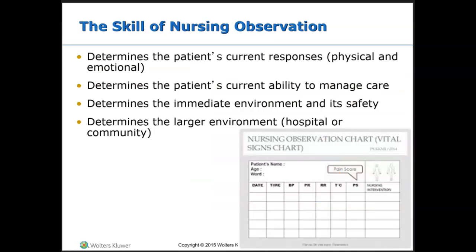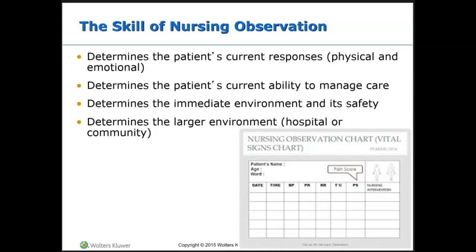The skill of nursing observation. I can't tell you how critically important this is, right? And this is something that you learn in nursing school, and you fine tune as you begin to work in the field, and move from that novice nursing role and advancing on up. So you get better with your nursing observation, which has a direct correlation with your patient outcomes. So again, you're determining the patient's current physical and emotional responses to the situation, right?